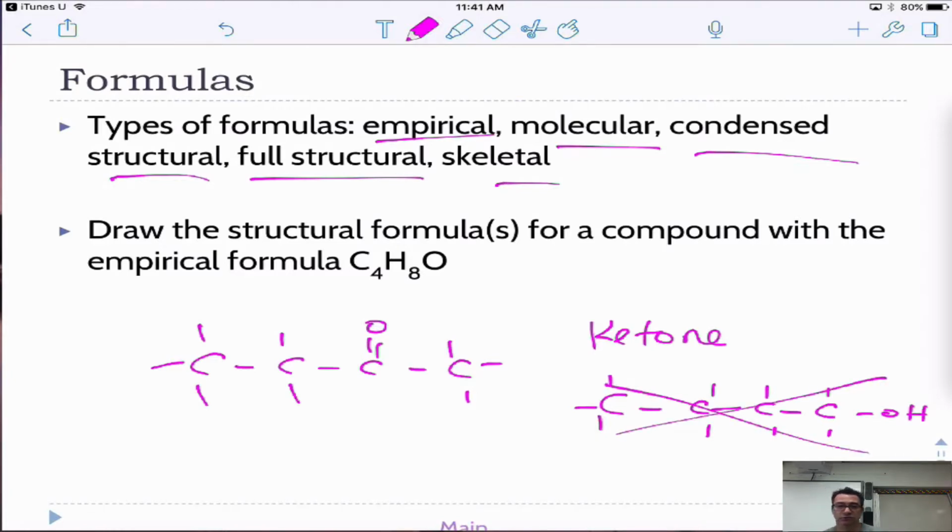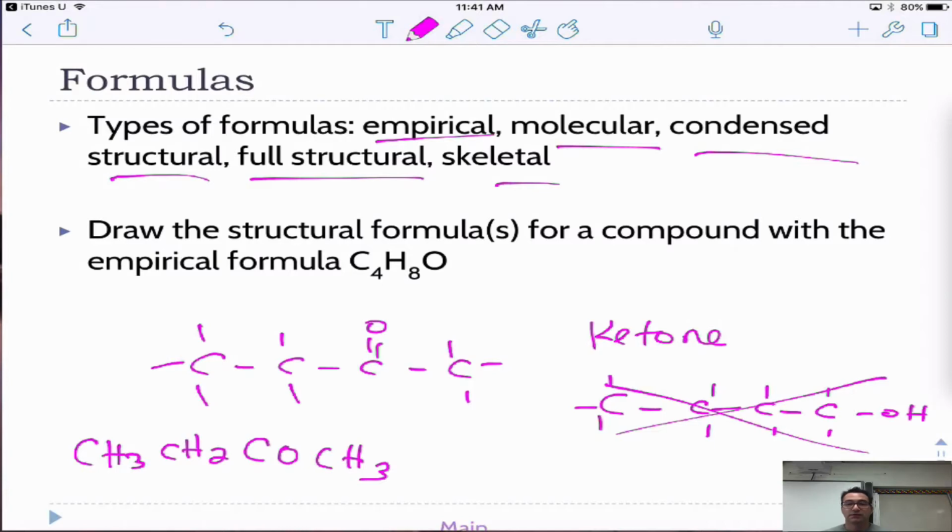Now this is my structural formula. My condensed structural formula is basically just taking this and breaking it down into a condensed form. So I would have CH3, CH2, CO, CH3. And so now I have my ketone, but now it's condensed.